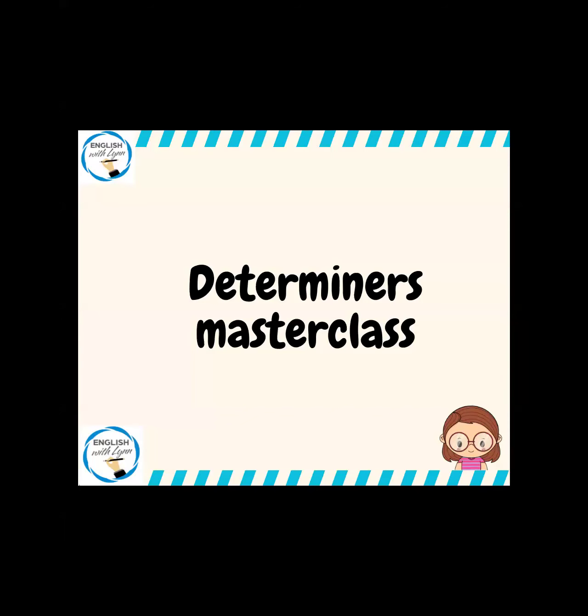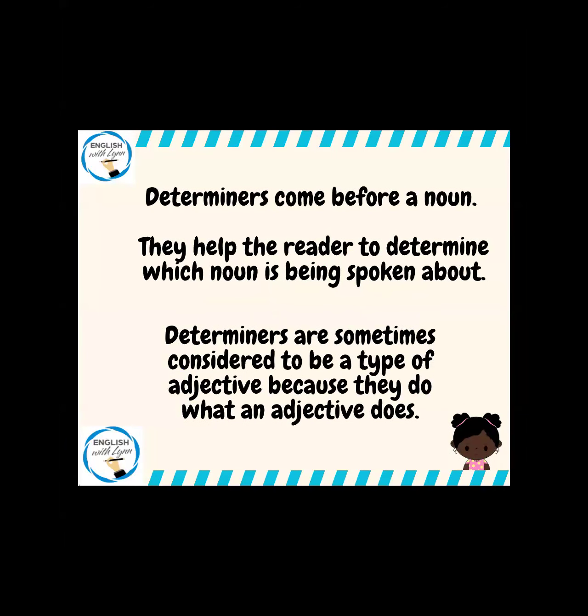We're going to be looking at determiners, and we will look at what they are and how they are used within sentences. So, when we are speaking about determiners, we are speaking about the group of words that come before a noun and they basically help the reader to work out which noun is being spoken about. Because determiners are linked so closely to nouns, sometimes they are considered to be a type of adjective, and this is because they do the same job that an adjective does.